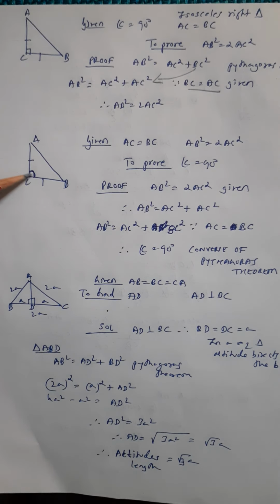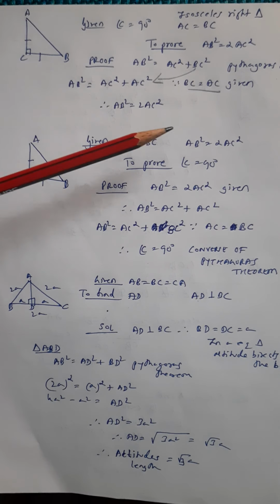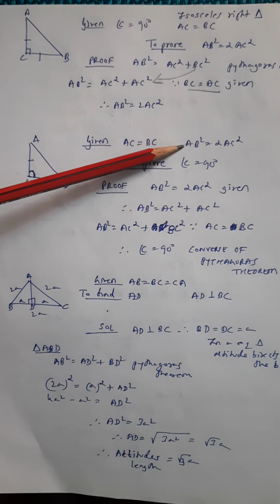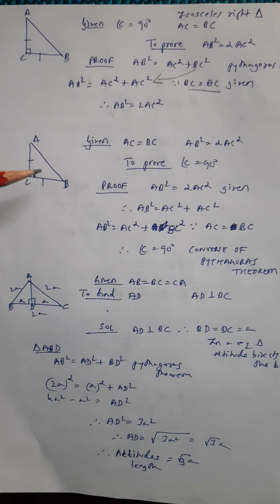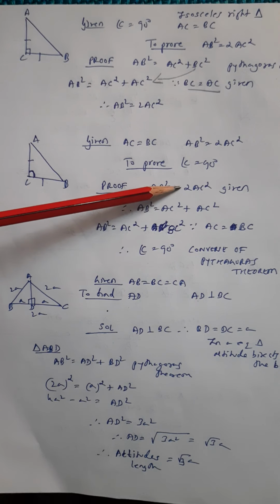Then question number 5, again somewhat similar, but it's the converse. So here also AC and BC are equal. Again it's isosceles. And now here it is already given to you that AB square is 2AC square. And what we need to prove is that this angle C is 90. Okay. Here C was already 90. Here we have to prove C is 90.